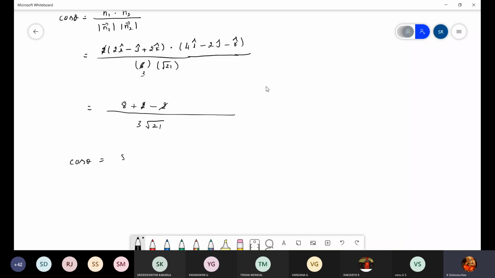And therefore theta equals cos inverse of 8 divided by 3 root 21. Correct? Your answer? Yes, correct. Okay.